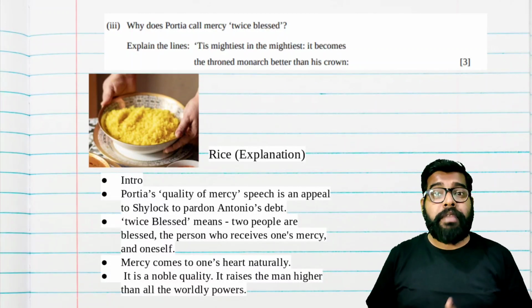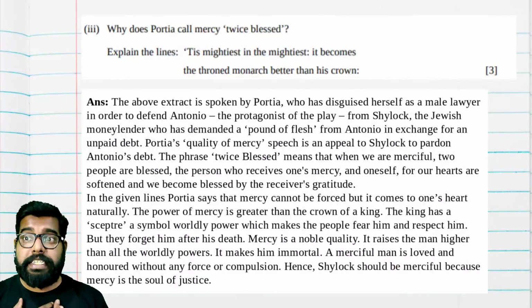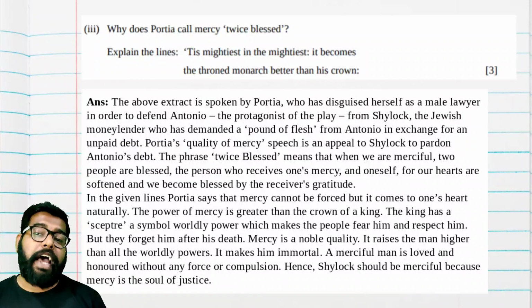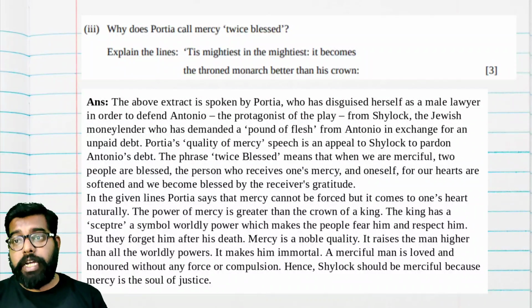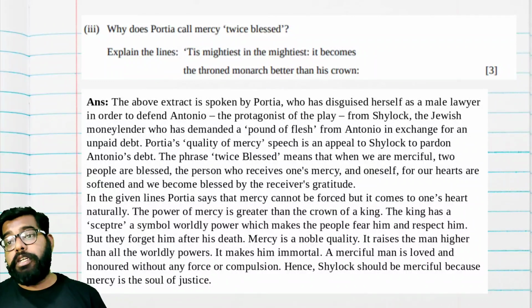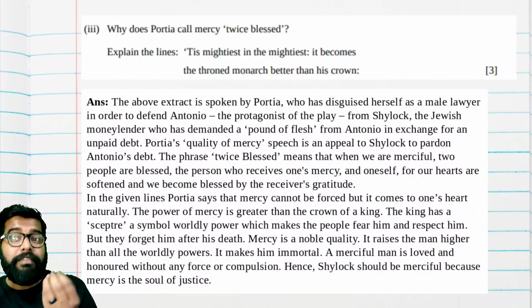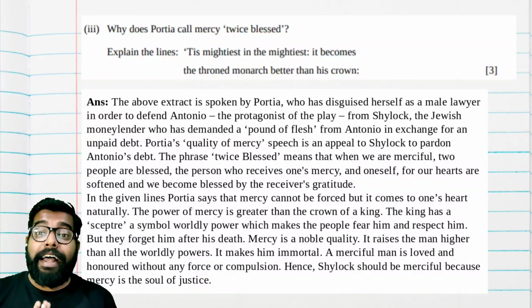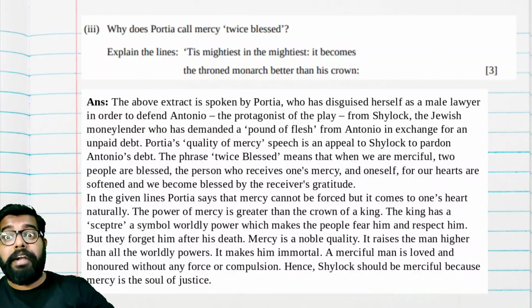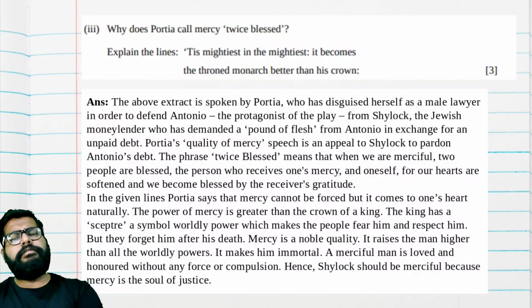So let's see how we're going to do that. As you can see here, this is the intro part. The above extract is spoken by Portia, who has disguised herself as a male lawyer in order to defend Antonio, the protagonist of the play, from Shylock, the Jewish moneylender, who has demanded a pound of flesh from Antonio in exchange for an unpaid debt. So you see how I mentioned that Antonio is the protagonist of the play, giving information to the reader. Portia's quality of mercy speech is an appeal to Shylock to pardon Antonio's debt.